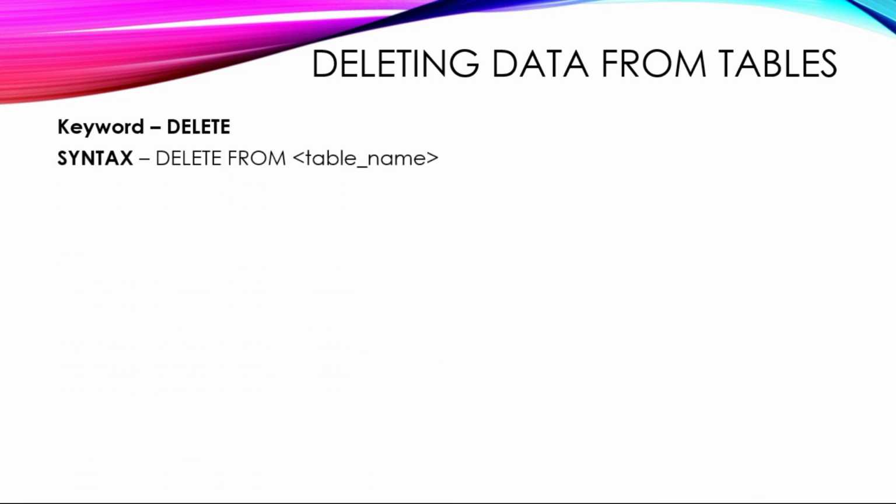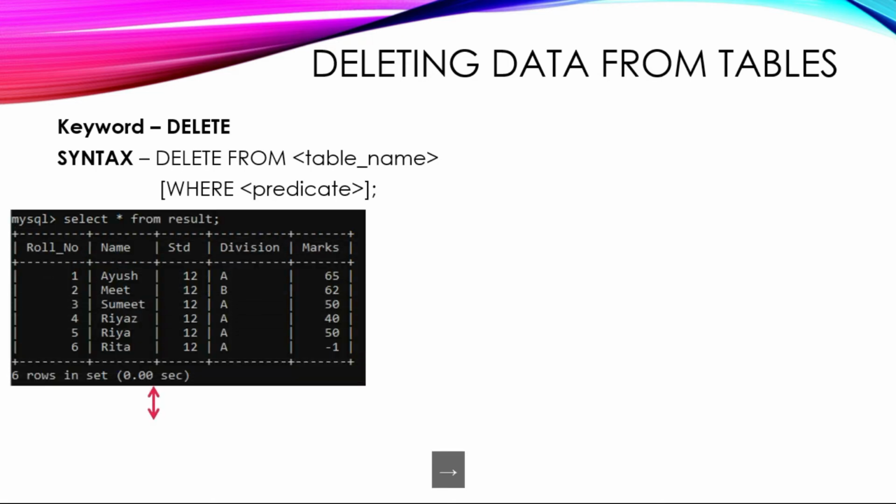Next is deleting from table. If I want to delete a particular row, then how can I delete? The keyword I am going to use is delete. The syntax is delete from table name, and if you write delete from table name, all the rows are going to get deleted. If you want a particular row to get deleted, then you need to specify the where clause.